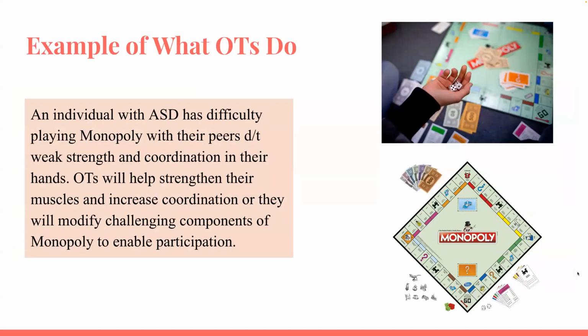So I have an example of what OTs do, just to piece together all that information from the previous slide. An individual with ASD has difficulty playing Monopoly with their peers due to weak strength and coordination in their hands. OTs will help strengthen their muscles and increase coordination, or they will modify challenging components of Monopoly to enable participation. So hopefully this example pieces together the information better for you.